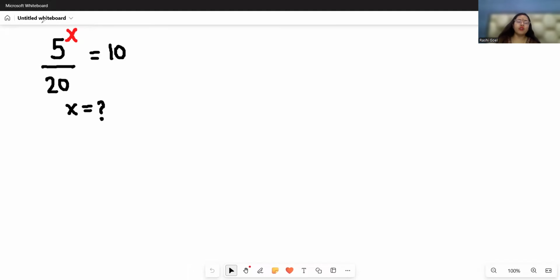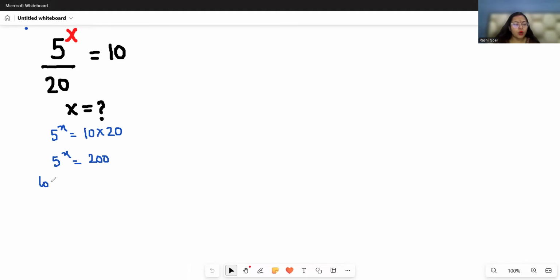So in this video, we are going to solve 5 power x divided by 20 equal 10, and we have to find the value of x. So let's start with today's video solution. So 5 power x, we can write it as, take the 20 to the other side, so it becomes 10 times 20, that is 200.